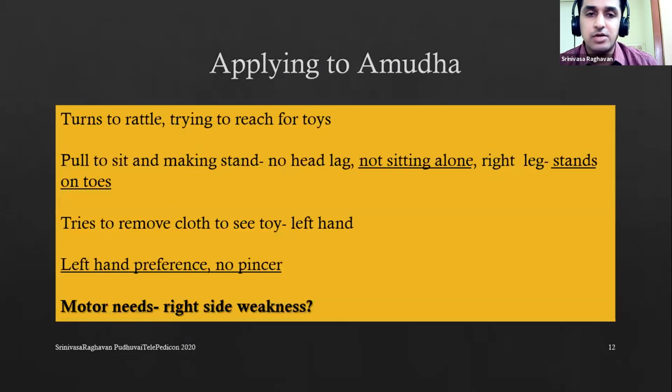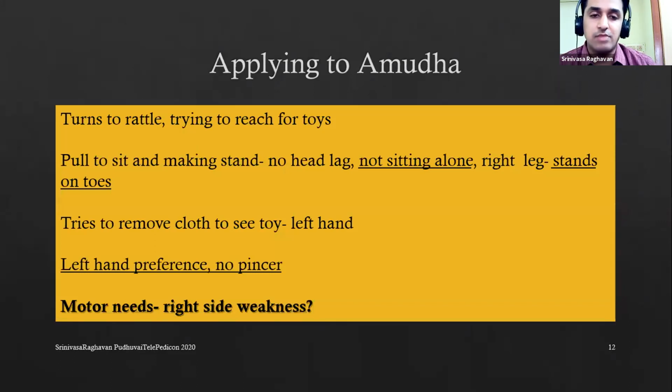So when we apply that to Amuda, you find Amuda is turning to rattle and trying to reach out for toys, saying vision and hearing is fine. When you pull the child to sit and make stand, you find there is no head lag, but she's not sitting alone. And as you make the child weight bear, you notice that on the right leg, she's standing on her toes. When you check for object permanence, she tries to remove the cloth to see the toy, but persistently she's using the left hand. And there is obvious left hand preference when she tries to pick up the toy, and she has not got a pincer grasp yet.